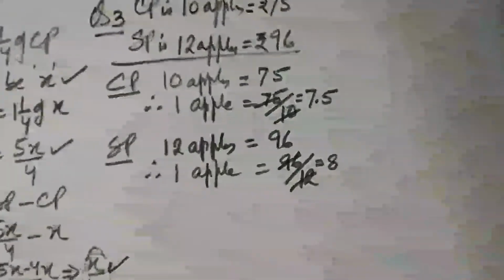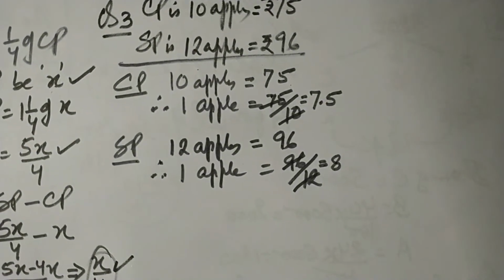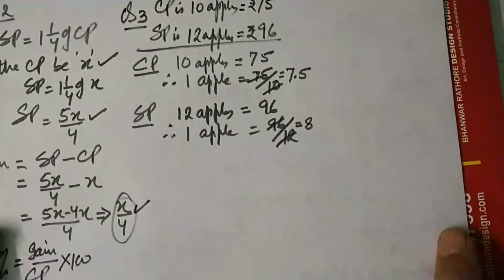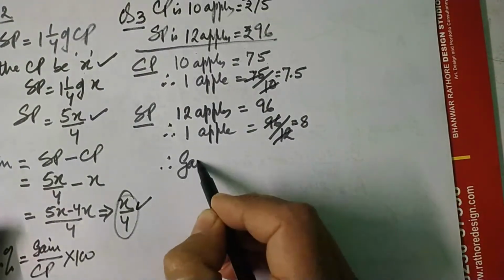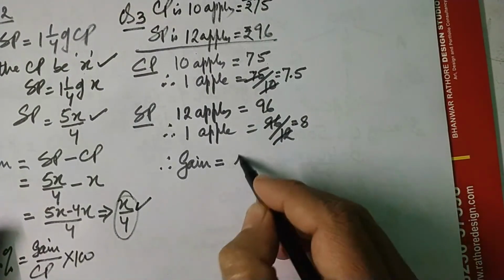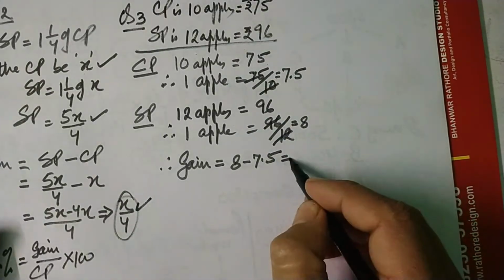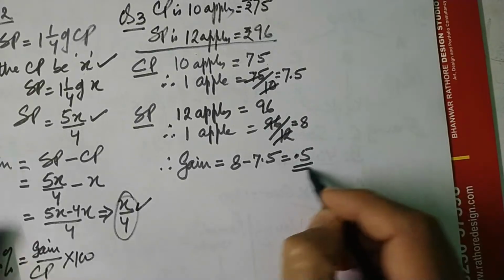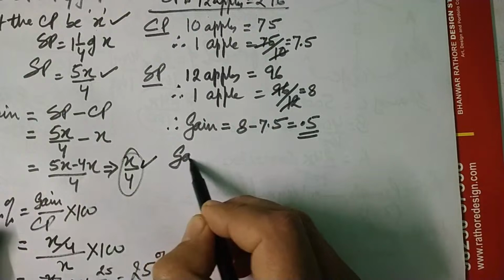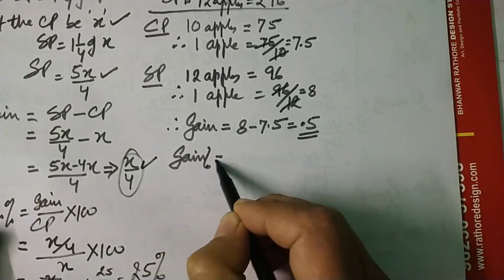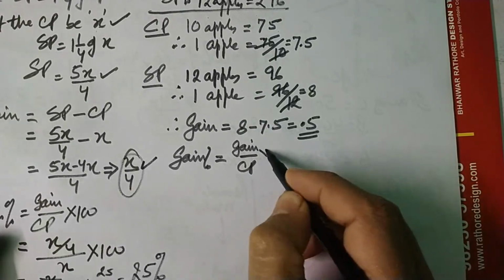So which is more? Is the selling price more or the cost price more? So you can see that the selling price is more. So since the selling price is more, therefore there is gain. How much is the gain made? It is 8 minus 7.5, which is 0.5. Since there is gain, what will be the gain percent? Gain percent is equal to gain upon CP into 100.